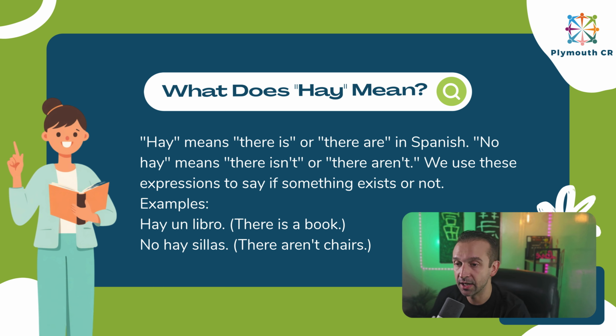"No hay sillas," there aren't chairs. And actually, if we compare this to English, I think Spanish is a little bit easier, because in English you have to think about plural or singular, so you put "is" or "are." But in Spanish, we don't have to think of that. We just have to say "hay."